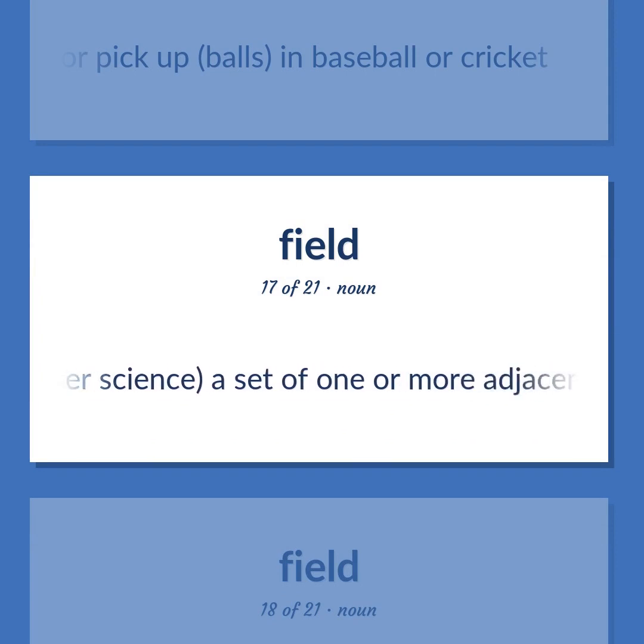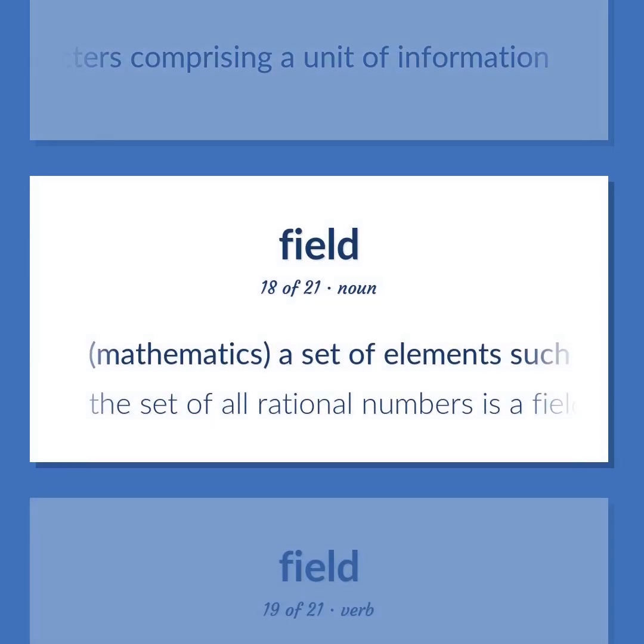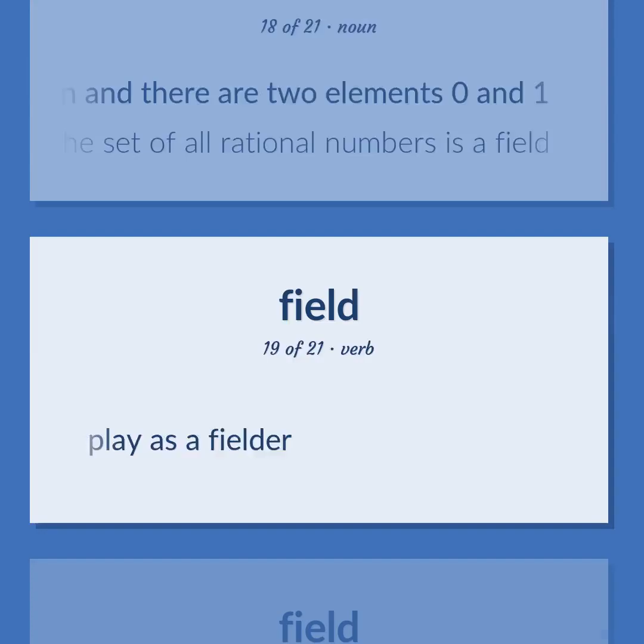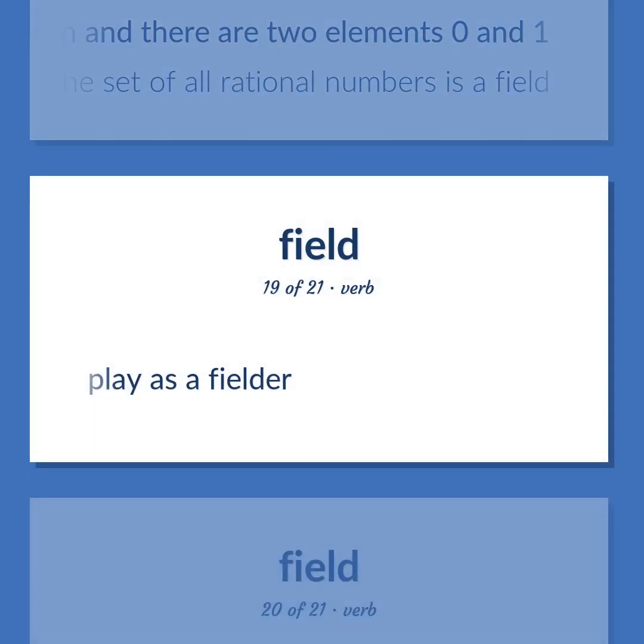Computer science, a set of one or more adjacent characters comprising a unit of information. Mathematics, a set of elements such that addition and multiplication are commutative and associative and multiplication is distributive over addition, and there are two elements 0 and 1. The set of all rational numbers as a field. Play as a fielder.